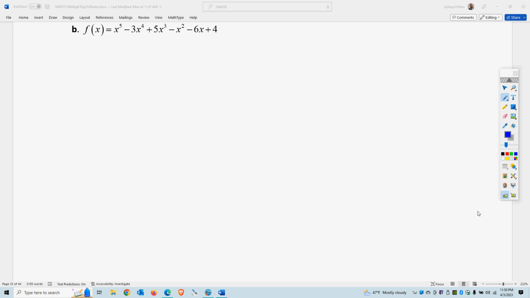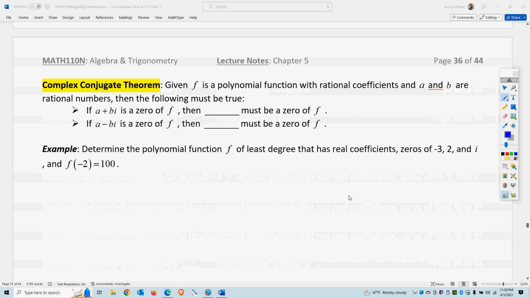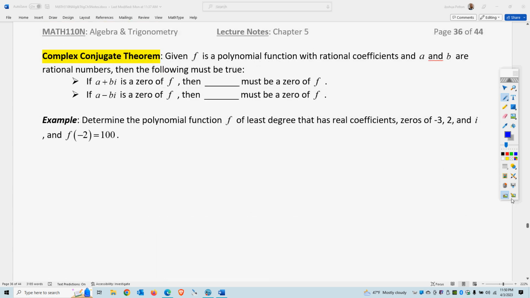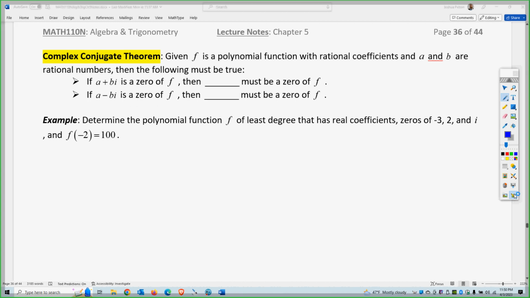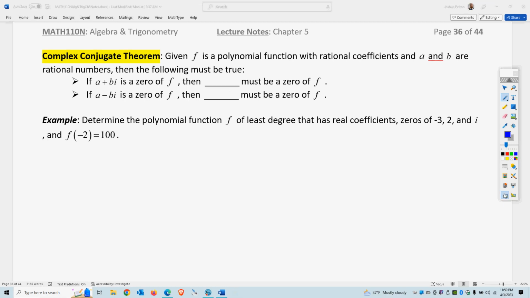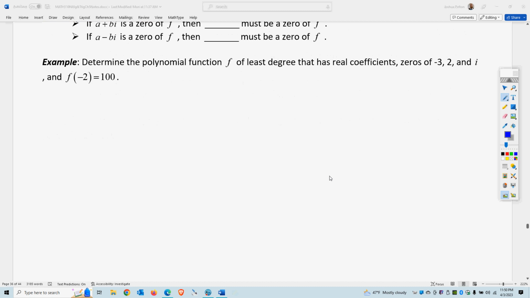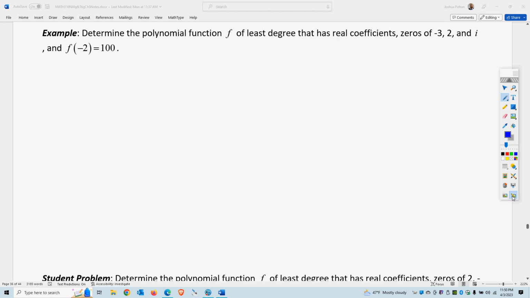So we did the irrational conjugate theorem. Now we're going to do the complex conjugate theorem, which is similar, right? Same idea. If you had a plus bi, then you must have a minus bi. If you had a minus bi, you must have a plus bi, essentially, right? Which we just showed in the prior page, solving for those. So now we're going to go from the other perspective. What if I give you the zeros, you give me the function? So we're going the other way.